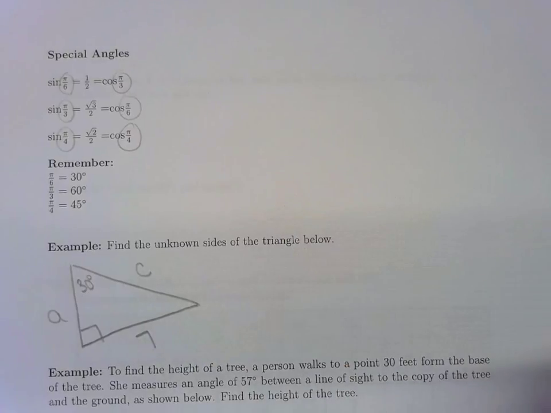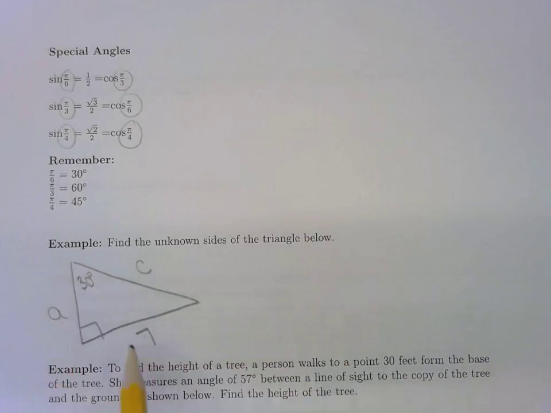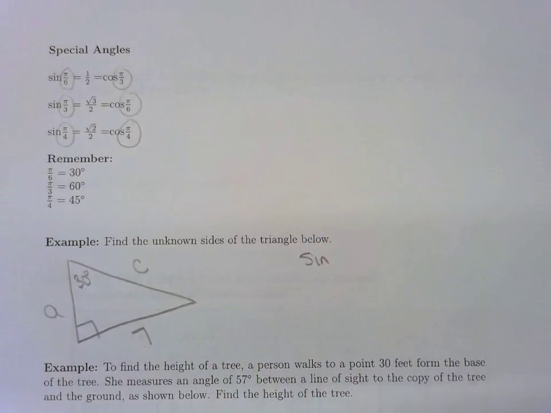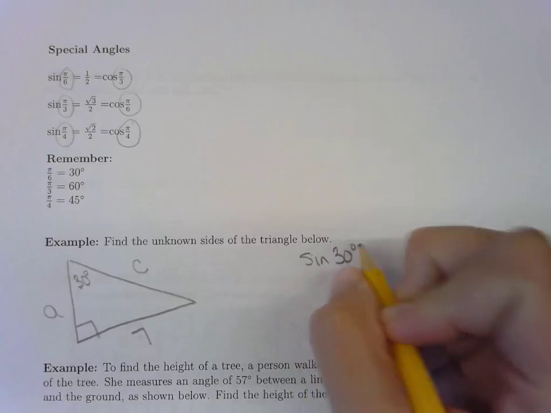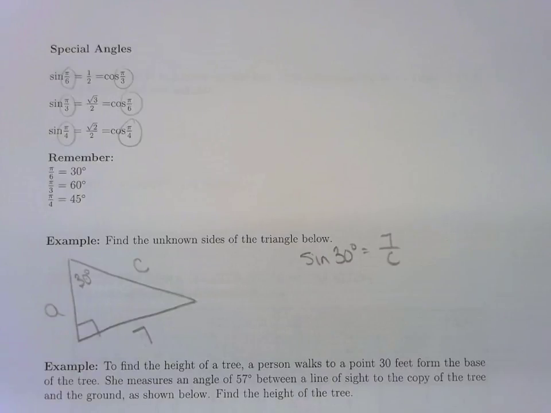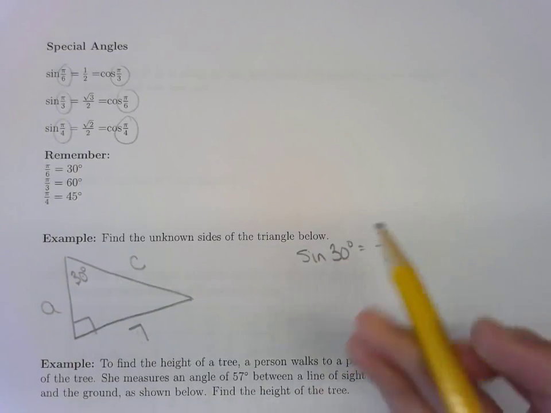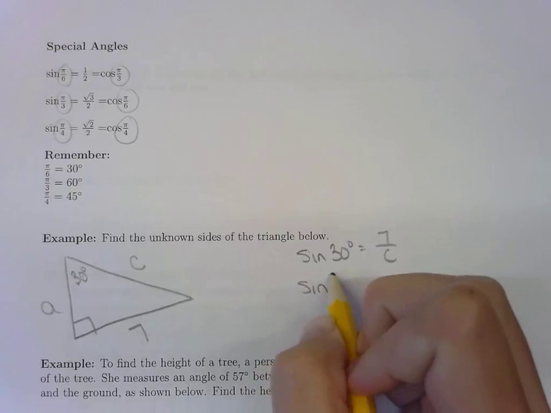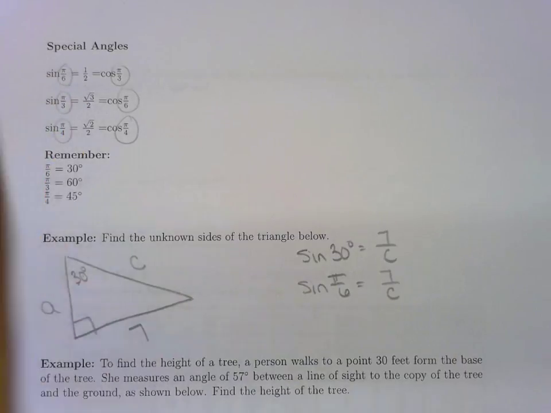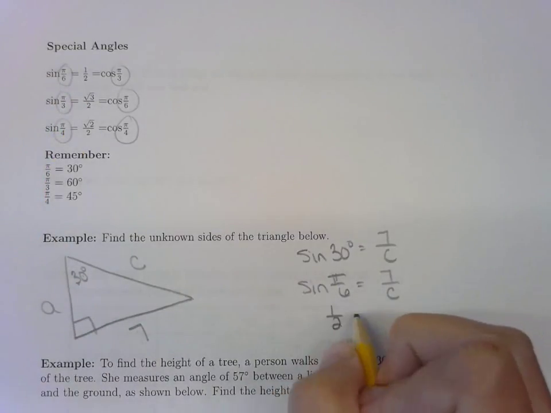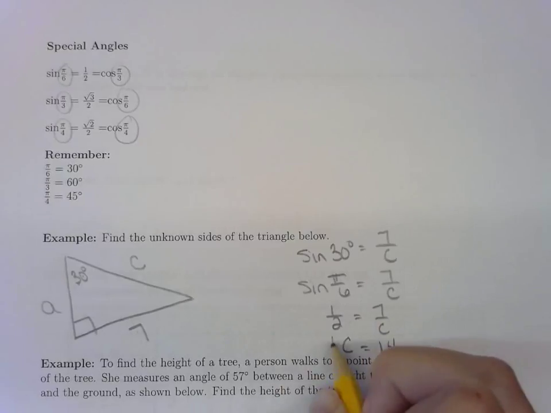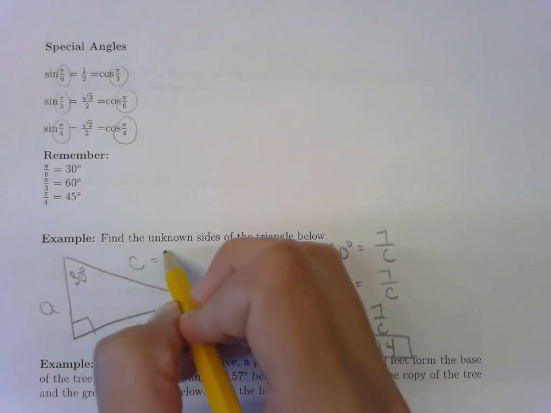Here's our angle. We have opposite, so let's use sine. You could have used tangent, but now we can use sine. Sine of our angle is opposite over hypotenuse, so sine of 30 degrees is 7 over c. Sine of 30 degrees is the same as sine of pi over 6, which we can go back up here and see is 1/2. So we have 1/2 equals 7 over c. Cross multiply, we have c equals 14. So instead of c, we have 14 here.